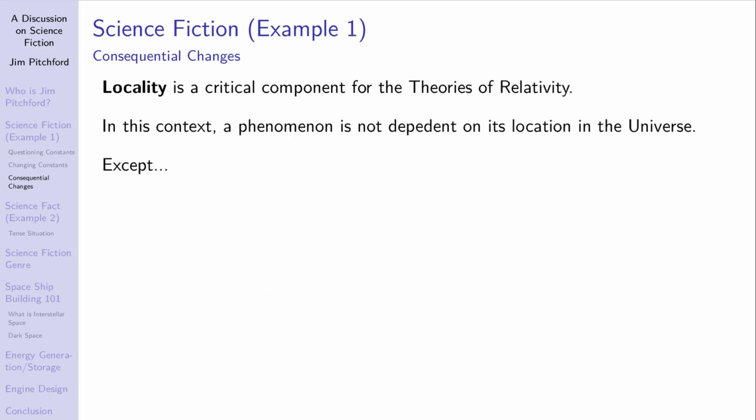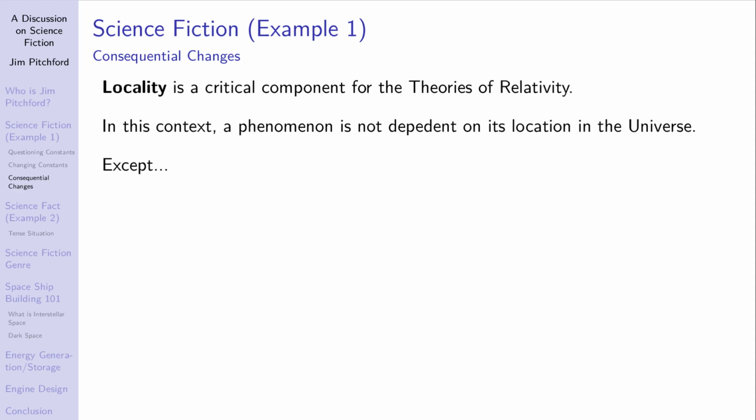So, a little bit of an aside, comes back though, locality is a critical component for the theories of relativity. In this context, it just means a phenomenon is not dependent on its location in the universe. So, picture this, thought experiment. You have a box with a button and a light bulb on it. Some phenomenon happens in the box when you hit the button, but what happens is you hit the button and the light bulb lights up at a specific brightness and a specific color. Well, you hit it, and anywhere in the universe, it should be the same color and same brightness, okay? That's basically what locality is.